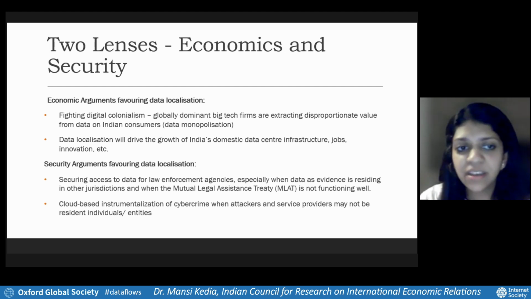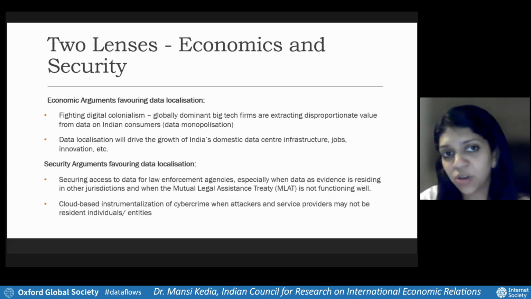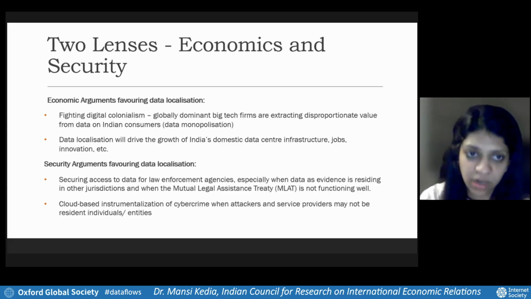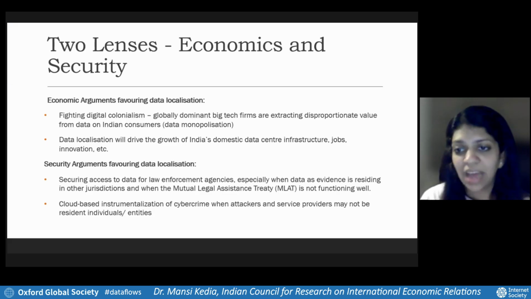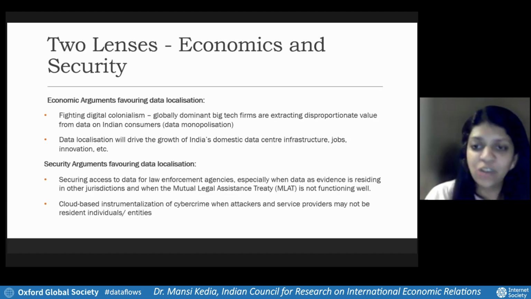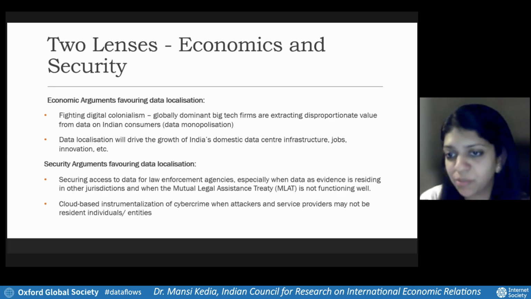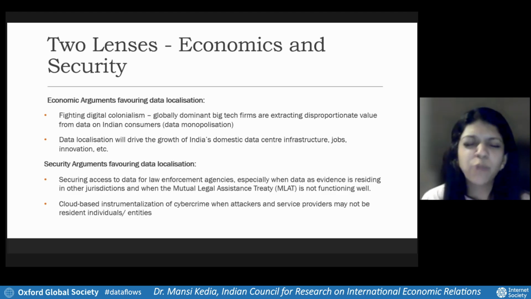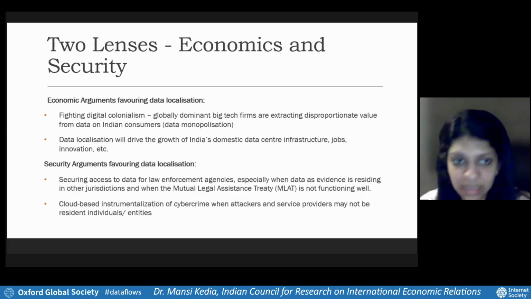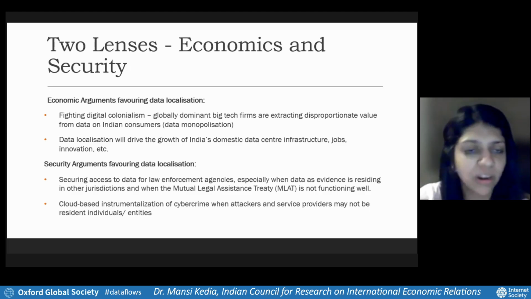And the other is a very strong feeling that data localization will help drive the growth of the domestic economy in terms of helping build the data center industry, more infrastructure, more jobs, more innovation, and that this would create that inorganic push for the digital economy to grow. So, a protectionist measure in some sense. So these are the two economic arguments that are flowing in favor of data localization.